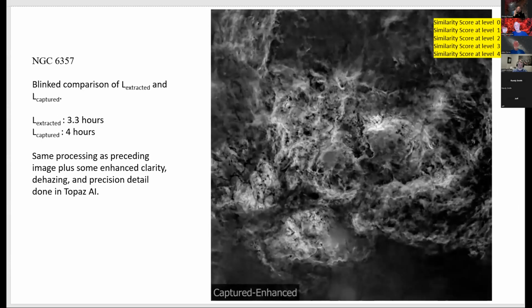Okay, here's a case where I enhanced that previous image quite a bit in Topaz, and then blinked it, histogram matched and blinked it. And once again, to me, the detail level in those two is not easily discerned. Any difference is not easily discerned.